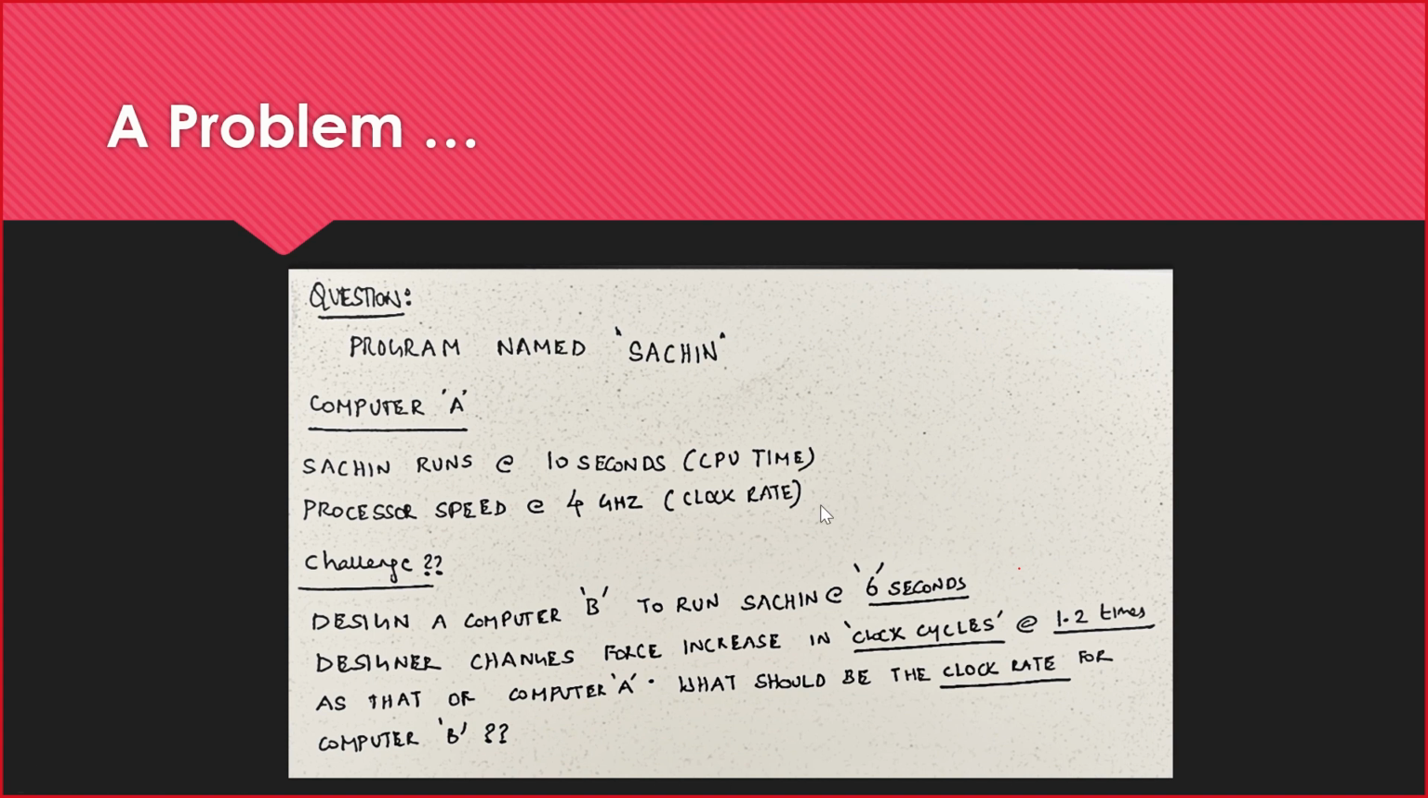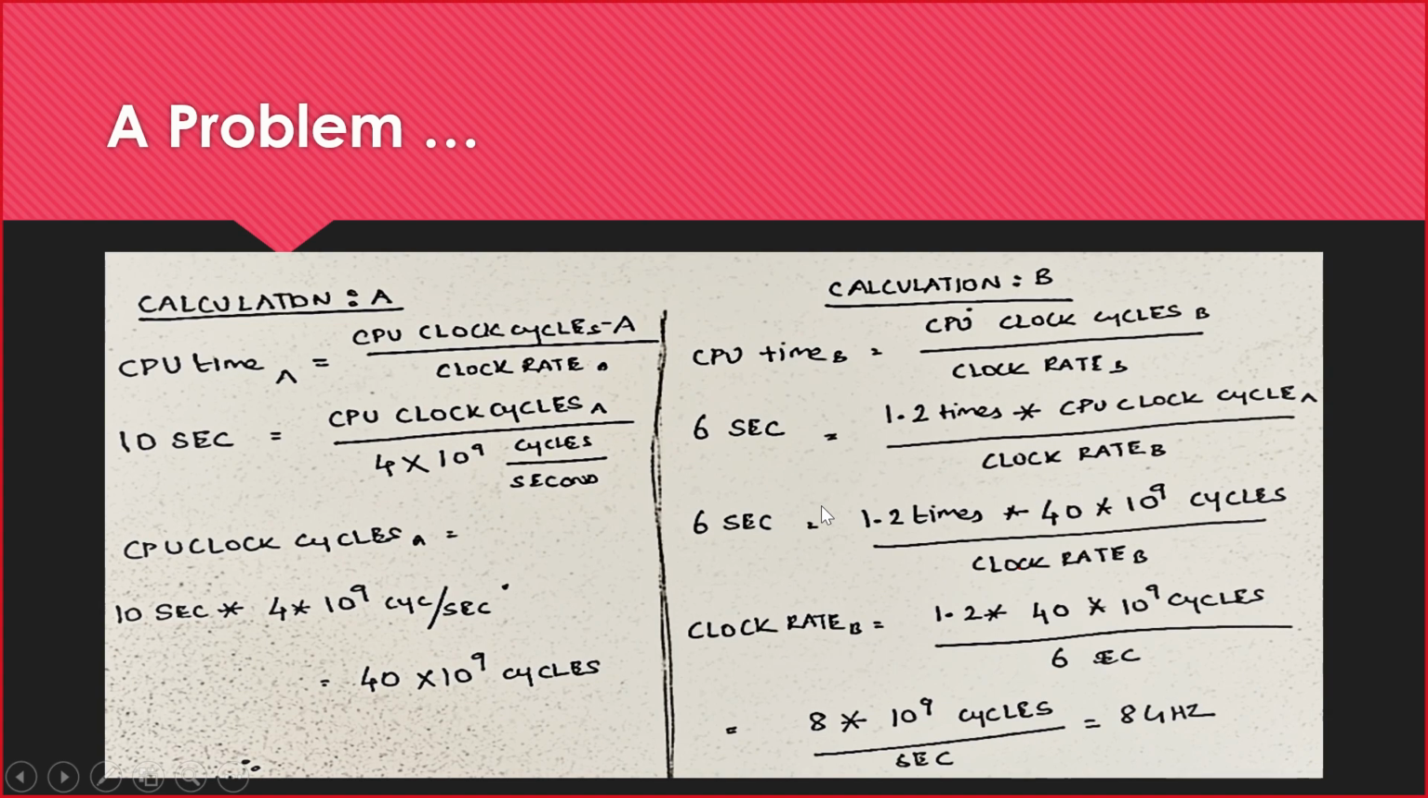Now, let's derive the answer for this and find out how exactly this can be done. Very simple, yet please watch it carefully. CPU time is nothing but, the formula is already declared, CPU clock cycles by clock rate. Do you remember this? I told you this a few slides back. Now I make it CPU time for A, CPU clock cycles for A by clock rate of A.